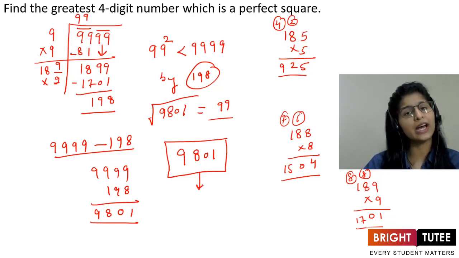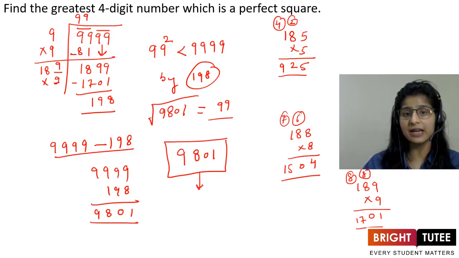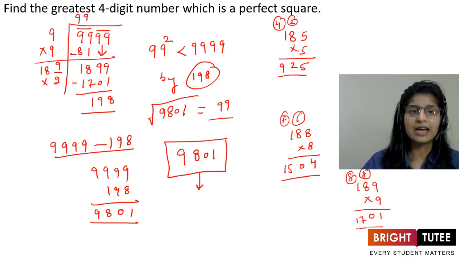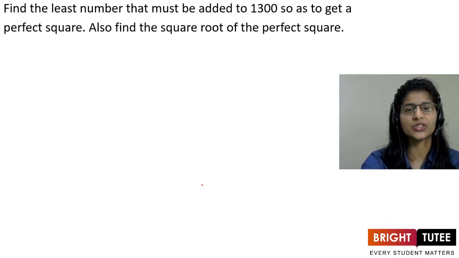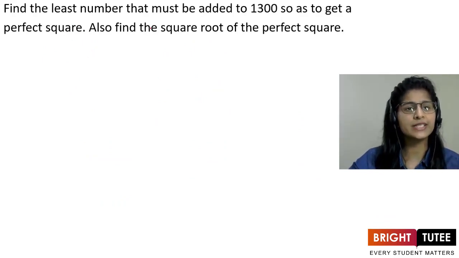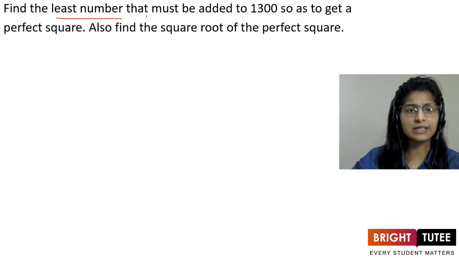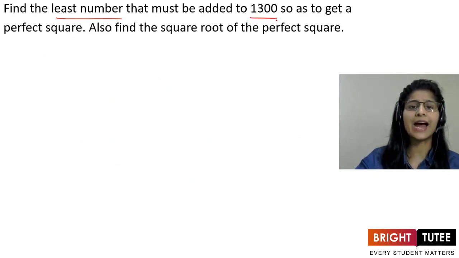Let's move ahead with another type of questions, and these types are very important. They are asked many times in your examination. Right. Here is the next question. This question says, find the least number that must be added to 1300.